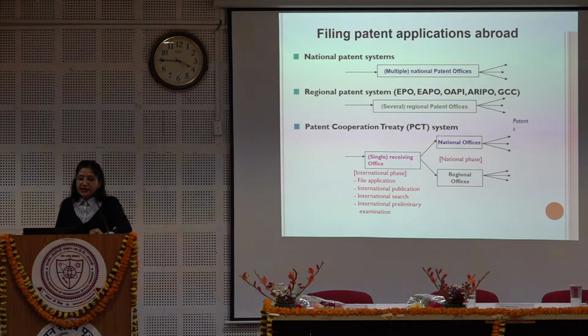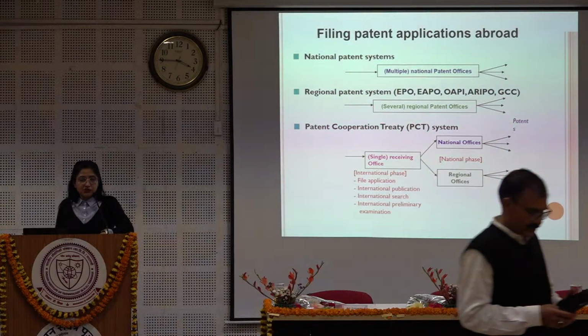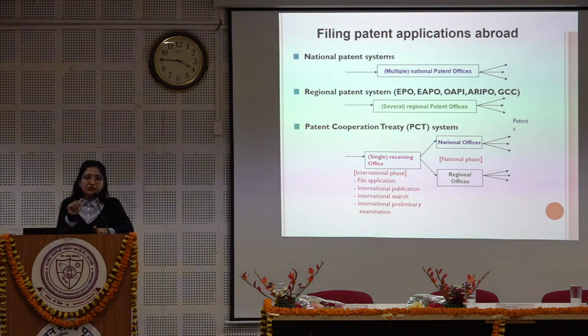You can file a national patent by going to the individual patent offices, or you can go to a regional patent office. What are these regional patent offices? For example, you have ARIPO. For all the African nations, you can file one patent in ARIPO, and later on you can go for examination in individual nations. Suppose there are 10 nations and you want to file in only 2, you can go for the examination in those.